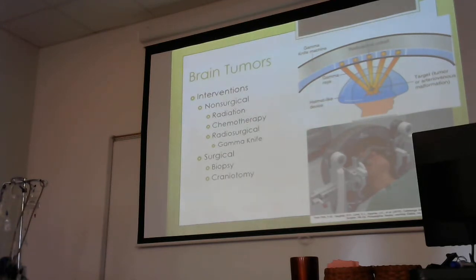So you have to have several images. You have to have a CAT scan, you have to have an MRI, and essentially what they do is they come up with the coordinates for the tumor, kind of like latitude and longitude. There are specific coordinates for the tumor.